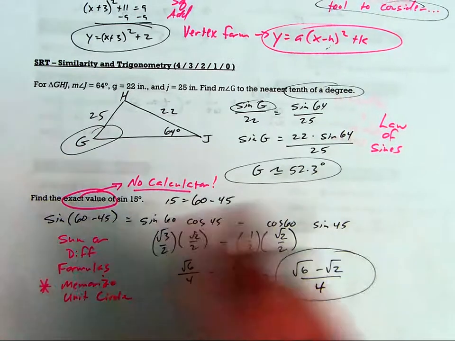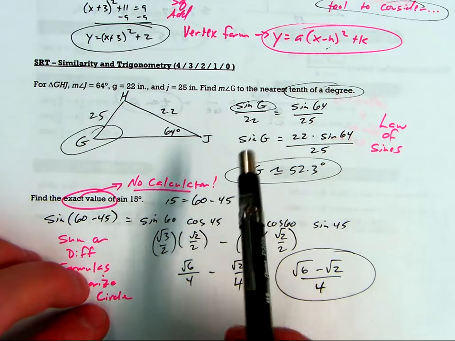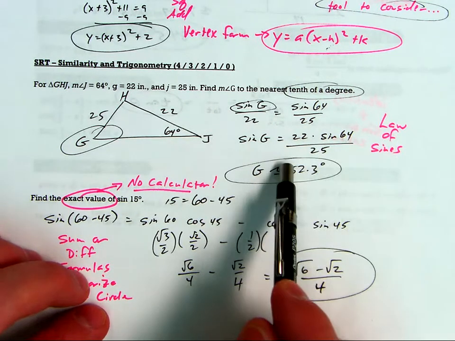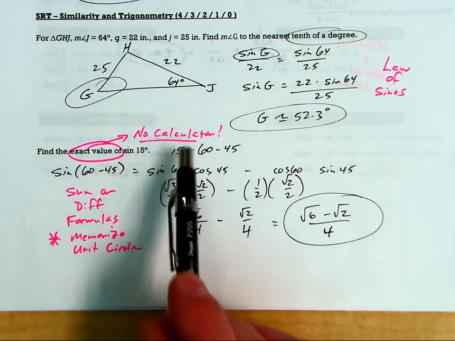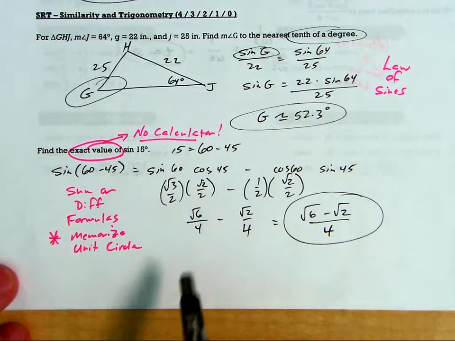This is the same problems as the other version, just different numbers. So here we have the law of sines. Here we have the exact value using the sum and difference formulas, no calculators. Turn the page.